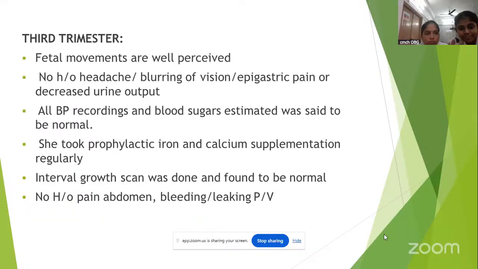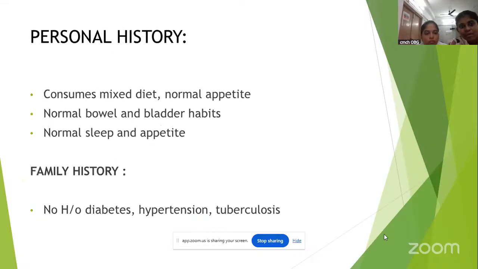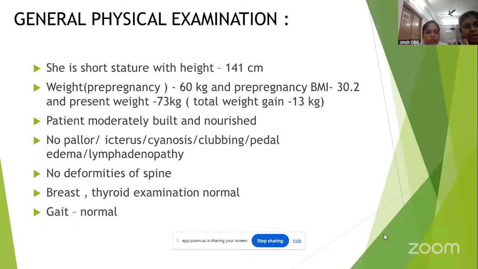Personal history: consumes mixed diet, normal appetite, normal bowel and bladder habits, normal sleep. Family history: no history of diabetes, hypertension, or tuberculosis.